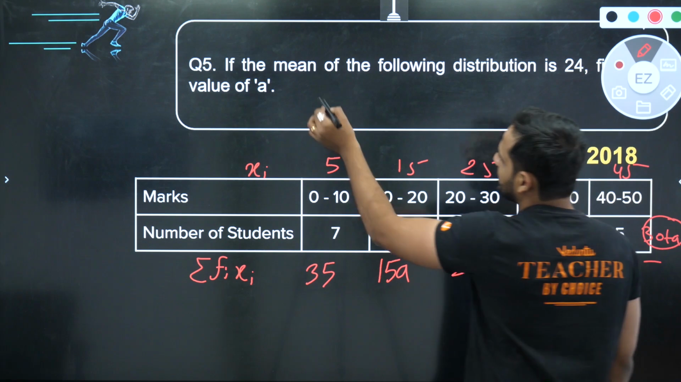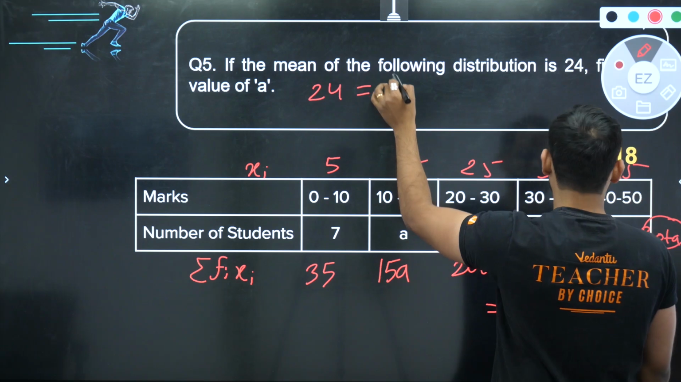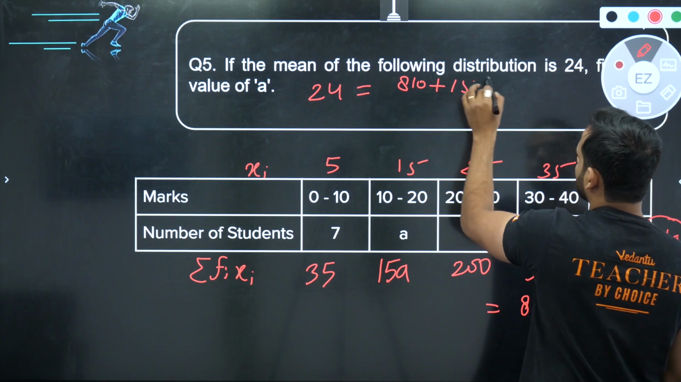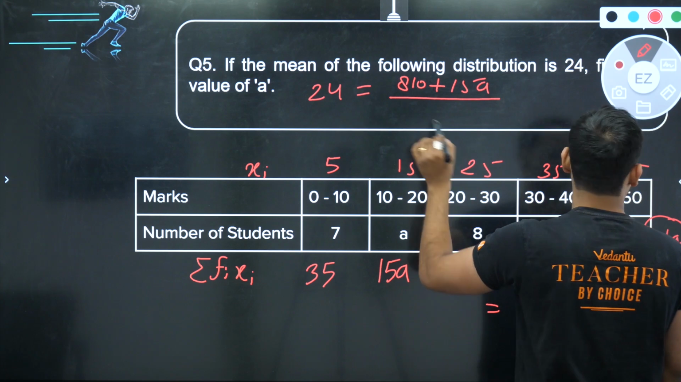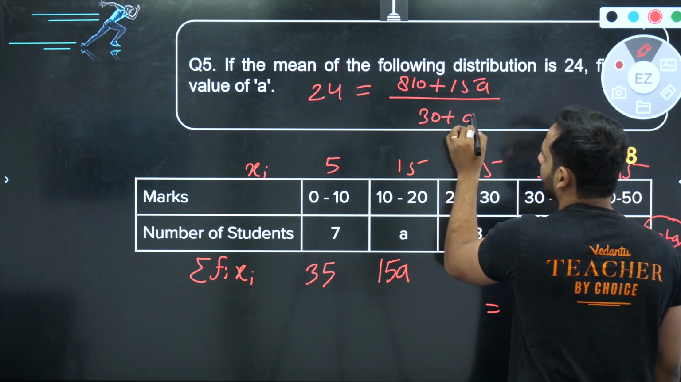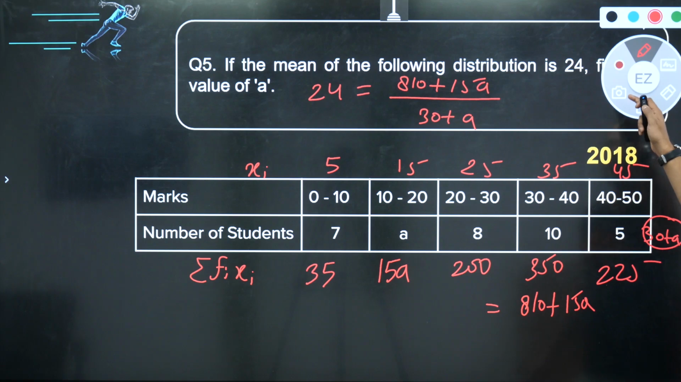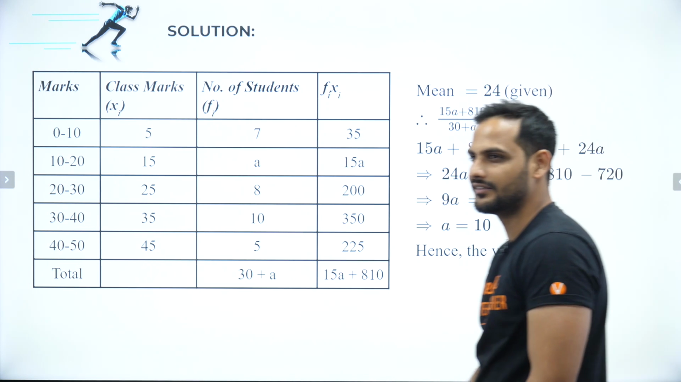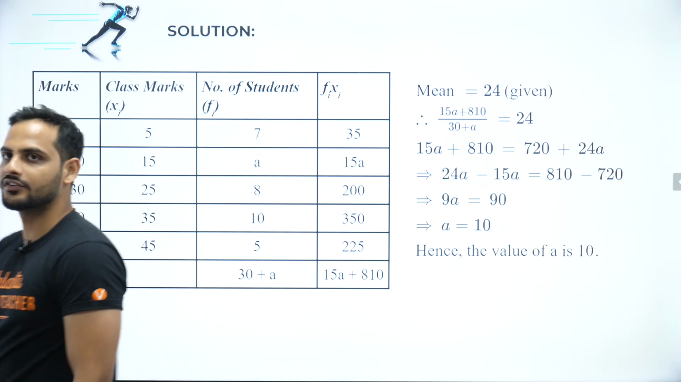Now you know mean, 24, is equal to summation of Fi Xi divided by summation of Fi, which is 810 plus 15A divided by 30 plus A. Cross multiply, you will get an equation in A. Solve that equation, you will get your answer. So A is going to be equal to 10. Very easy question. Okay, let's move to the next question.